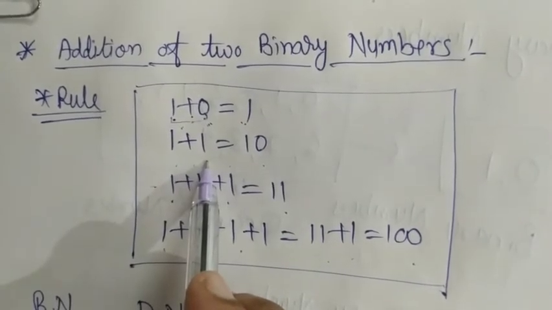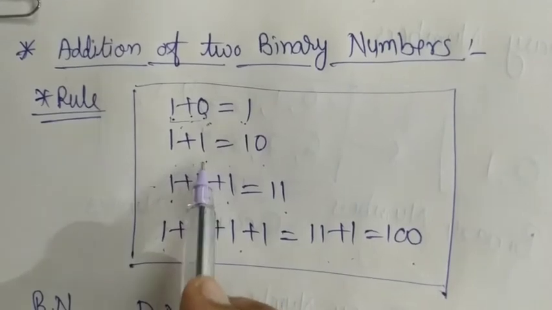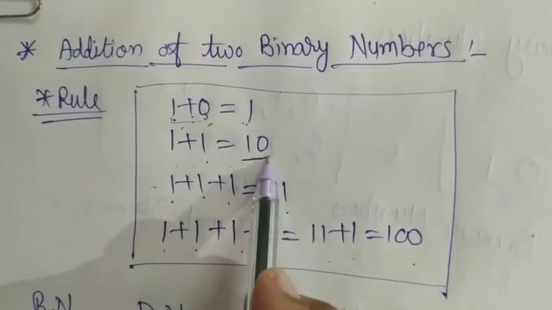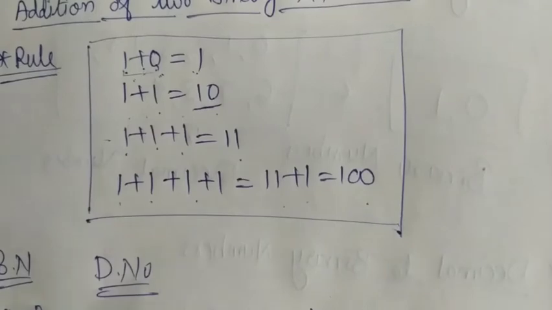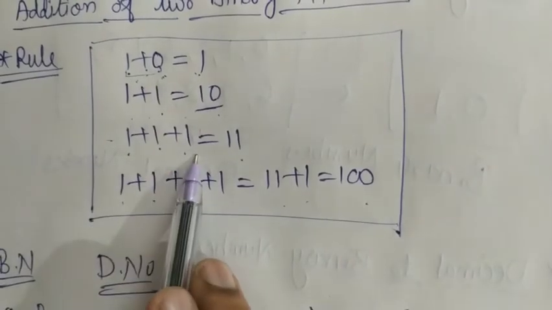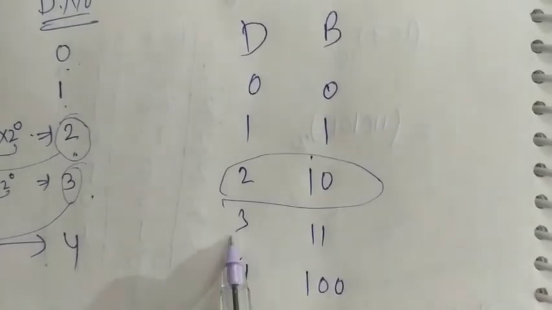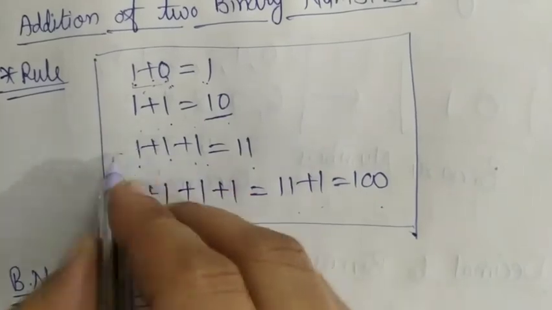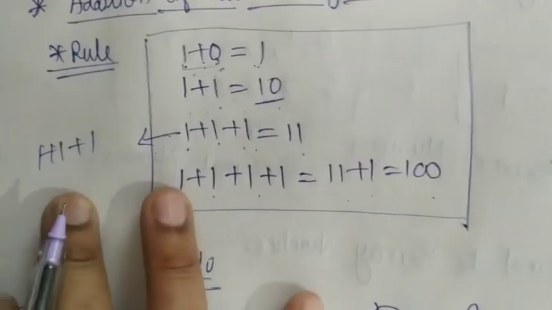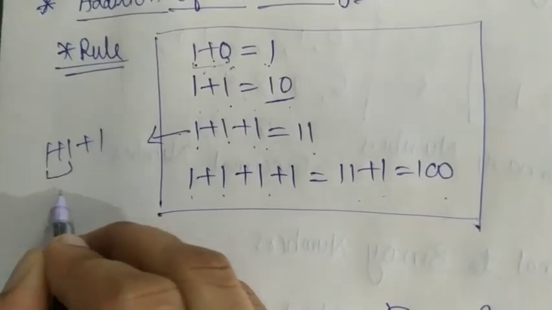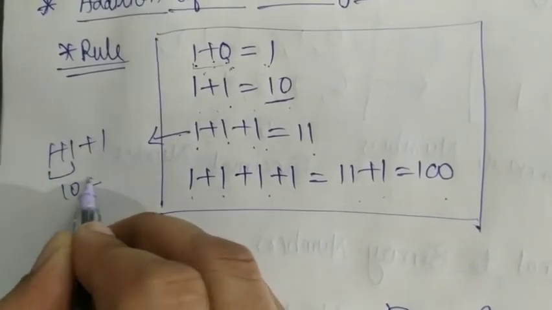1 plus 1 is 2. 2 in decimal, but in binary we don't have 2, we directly have 10. Now 1 plus 1 plus 1 is 3, but in binary we don't have 3, we directly have 11. Or you can understand it like this: 1 plus 1 is 10 in binary, plus 1 is 11.